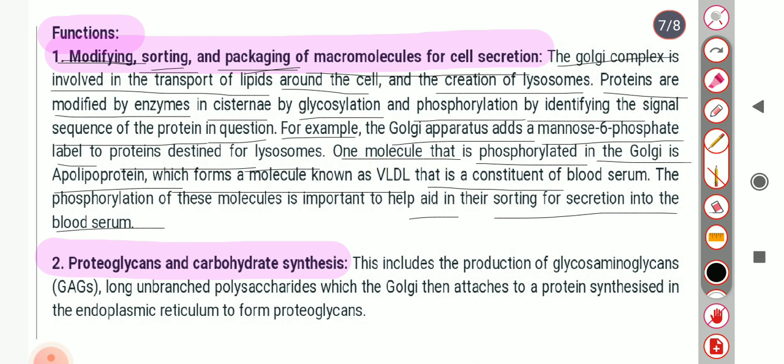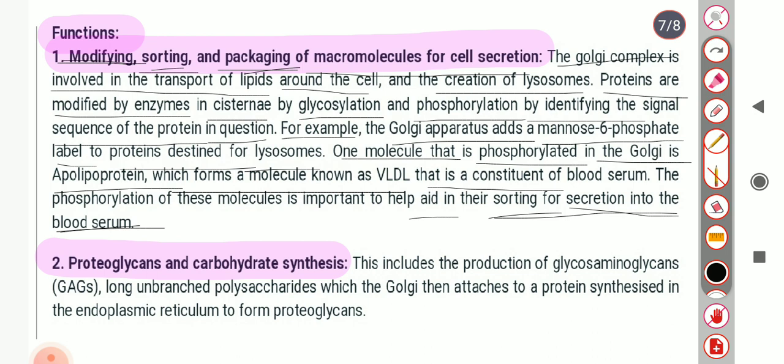It means one molecule phosphorylated in the Golgi is apolipoprotein, also known as VLDL, which forms in the blood serum. When this molecule is phosphorylated it is important to help in sorting and secretion into the blood serum.